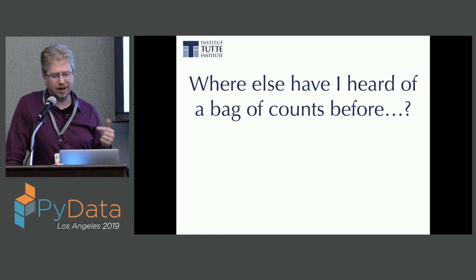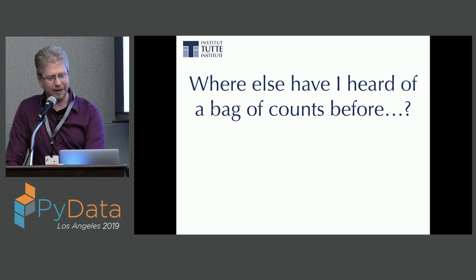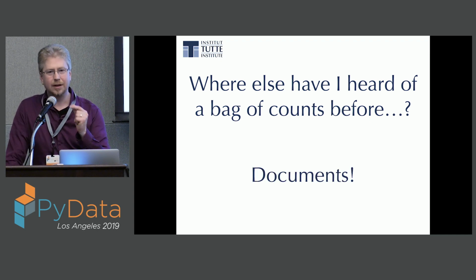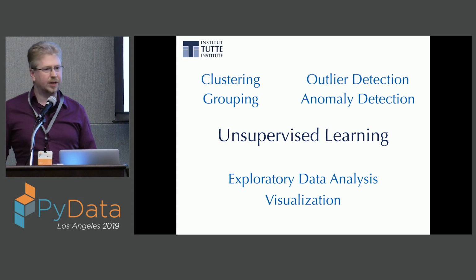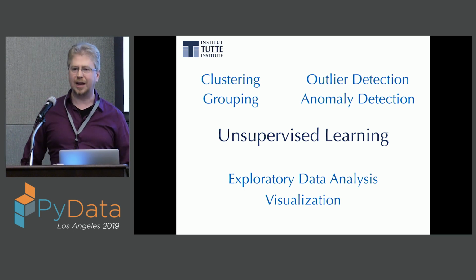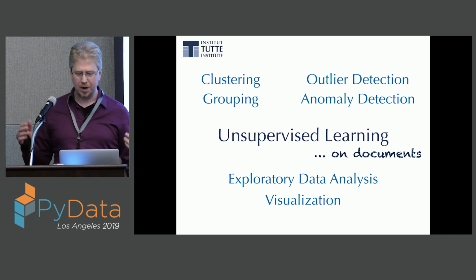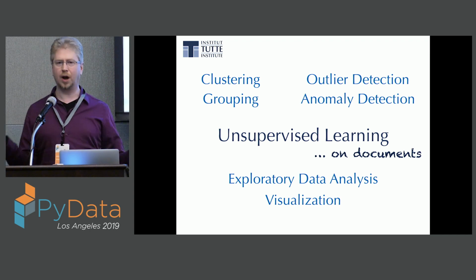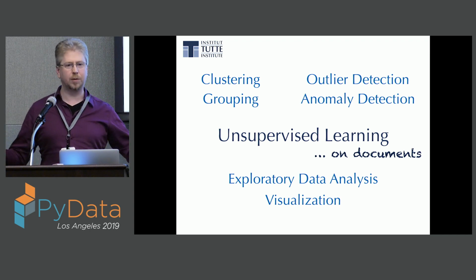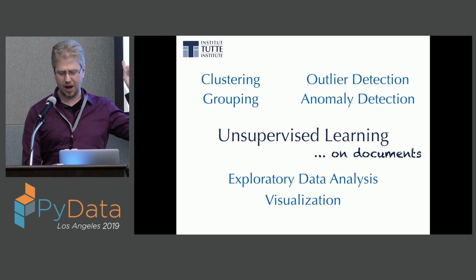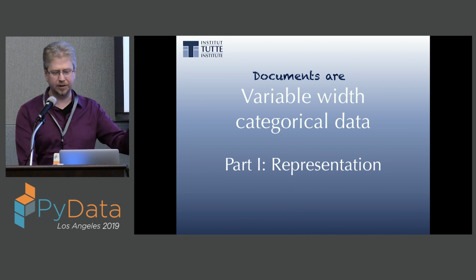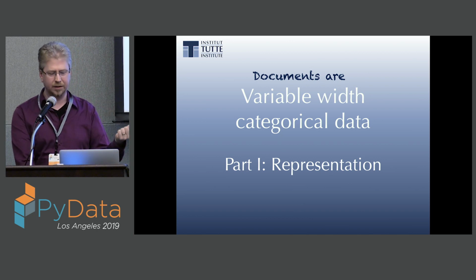But where else have I heard of bags of counts before? That sounds really, really familiar. Documents. If you talk to anyone in NLP, they're going to say, oh, I often represent my documents as bags of words. And so if we want to do unsupervised learning on documents, we've got documents are bags of words, and everything we just did applies. So documents are variable width categorical data when counts matter.